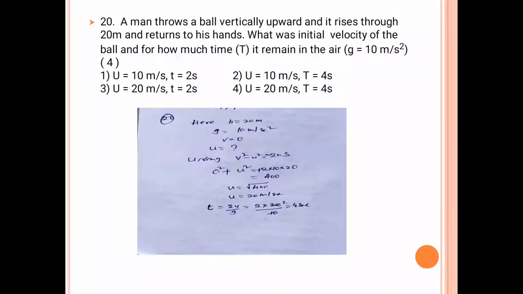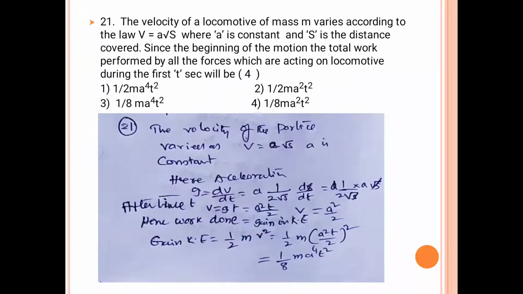Then the total time of flight is equal to 2u by g. That is equal to 2 into 20 by 10. If it cancels, you will get 4 seconds. I think it is also a very easy one. We only have to use just primary calculations here. Next, 22.